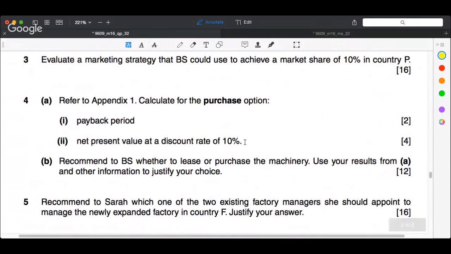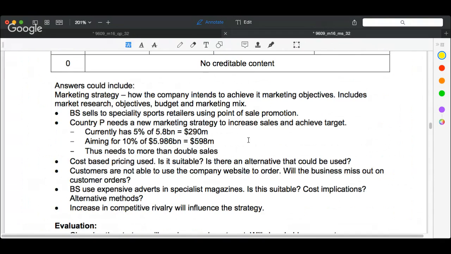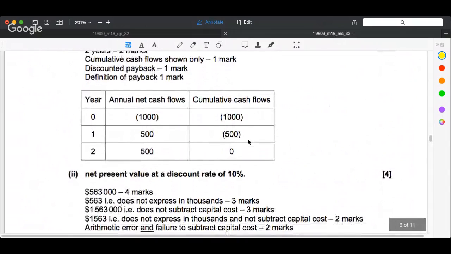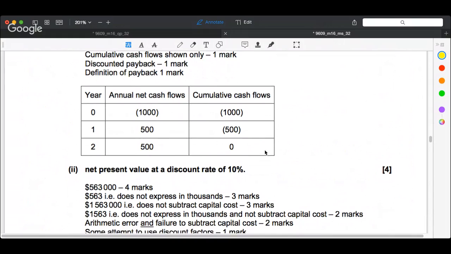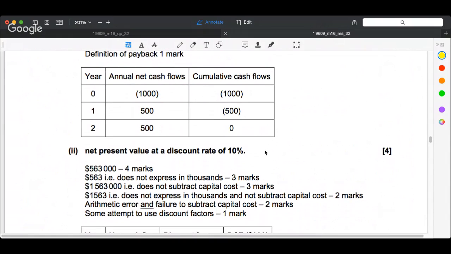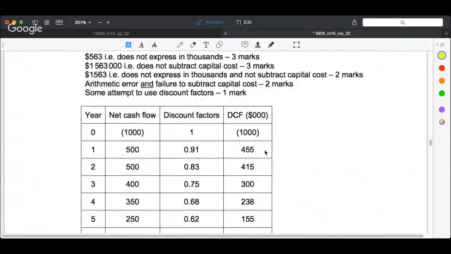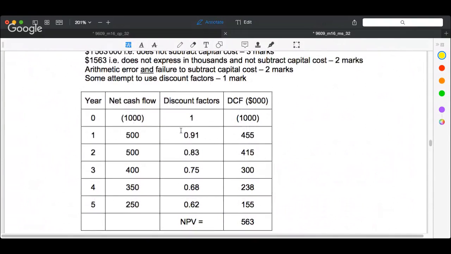Net present value at a discount rate of 10%. Okay, so this is for the... back to what it's cost versus what it's worth. So net present value at a discount rate of 10%. Yeah. So discounted items. And this is how they've worked it out. Right, so can we see what's going on in this table, Neil?